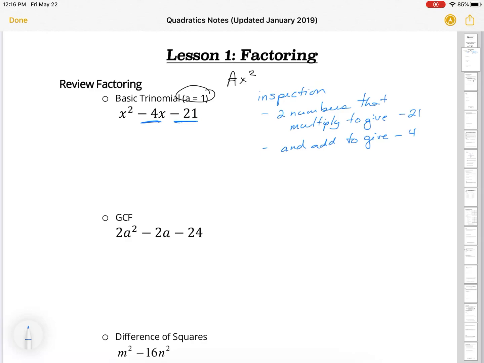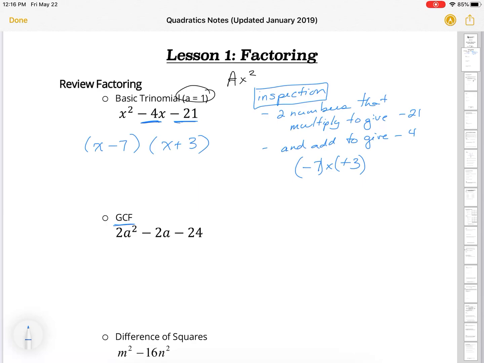Thinking about the opposite of FOIL, because those are going to be the terms in the last position of the binomials. Okay, so two numbers that multiply to give you minus 21 and add to give minus 4. That's going to be minus 7 times plus 3, right? So it's going to be x minus 7, x plus 3. Okay, so that's inspection.